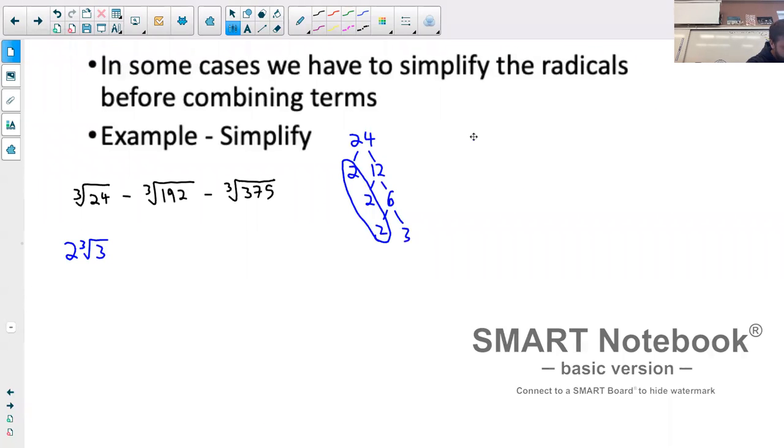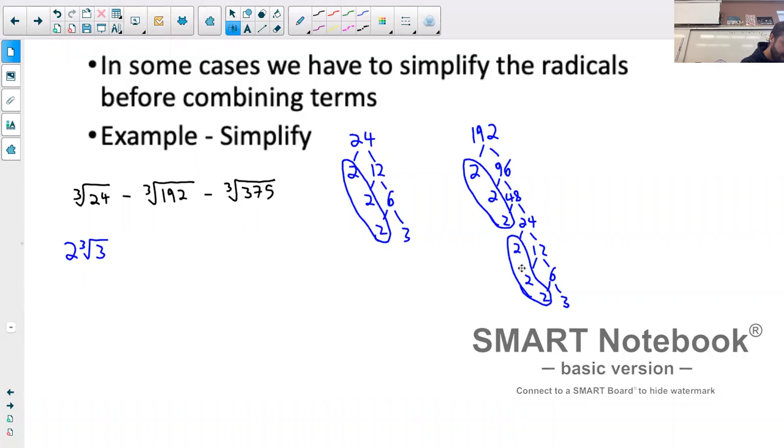Next, we have 192. So that's 2 times 96. 96 is 2 times 48. 48 is 2 times 24. 24 is 2 times 12. 12 is 2 times 6. 6 is 2 times 3. So I have one group of 2's here, another group of 2's here. So we'd have 2 times 2 is 4. So we have minus 4 cube root of, we had a 3 remaining.